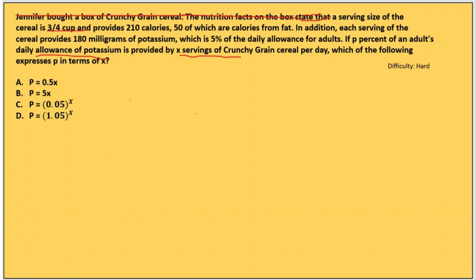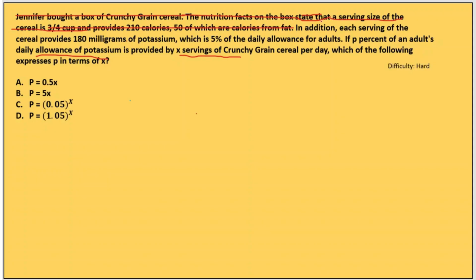Then they say it provides 210 calories. Do we see any words related to calories? Of course not. That means this line is also unnecessary for us. And if you go further, you will see another line that says 50 of which are calories from fat. Of course, we are not talking about calories or fat, which means this whole line is unnecessary. Since this line is not giving us any information, we are going to cut this whole line, which makes this passage simpler for us. I hope it makes it easy now.